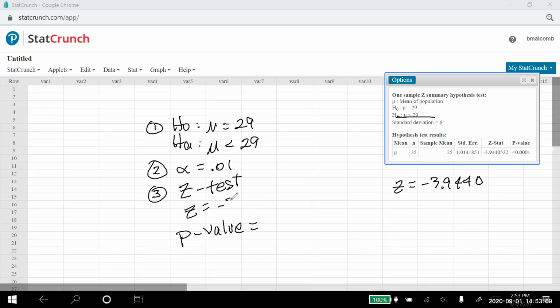Well, I guess I could have put this here. 3.9440. P-value, now they say less than 0.0001, so I'm going to say it's 0.0000. To 4 decimals, they say it that way because they want to say, hey, it's not 0 if you go out enough decimals. I don't want you to think that there's 0 chance because there's never 0 chance because the tails go off to infinity. But to 4 decimals, it rounds to 0. So that's my p-value. So now when I go in and I answer the questions, I've got everything I need.